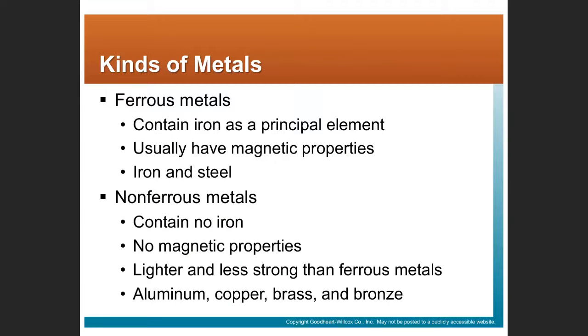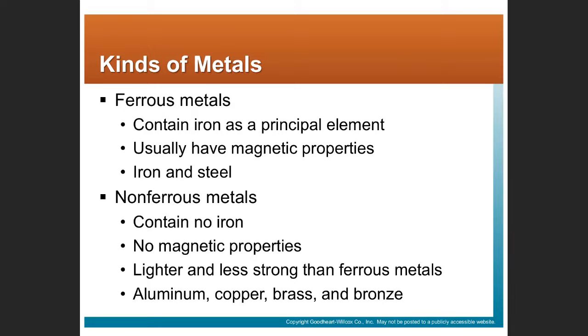Metals are generally classified between ferrous metals and non-ferrous metals. Ferrous metals contain iron. They have magnetic properties, and iron and steel are both ferrous metals. Iron can be cast iron or wrought iron. We'll see in a minute how steel is made. Steel is a combination of iron with a little bit of carbon and some other components in it.